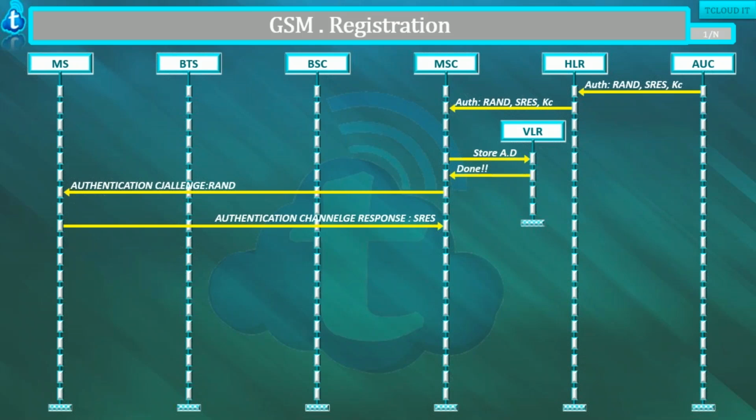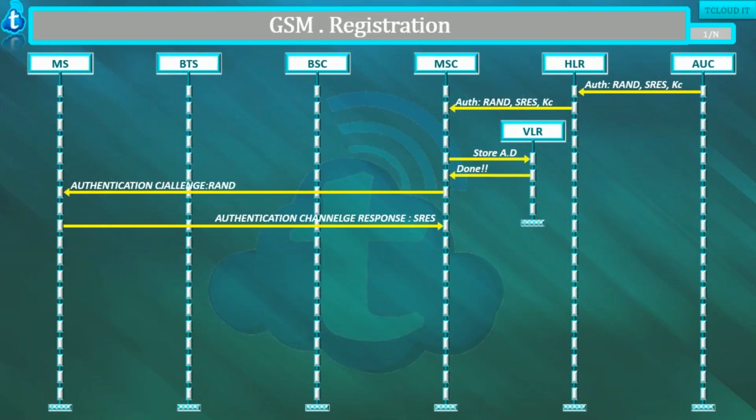So what does MSC do here? MSC has already received a SRES from the authentication center, and it will verify, it will do the comparison. Hey, the SRES that I have received from the mobile station, is it the same SRES that I have received from the authentication center? If both these SRESs are equal, I can come to a conclusion that this mobile station is a genuine guy. He is using a genuine SIM card. I can come to that conclusion. Your MSC thinks in that terminology. So MSC is basically validating the mobile.